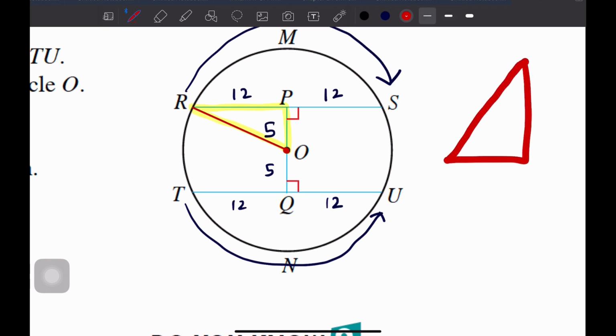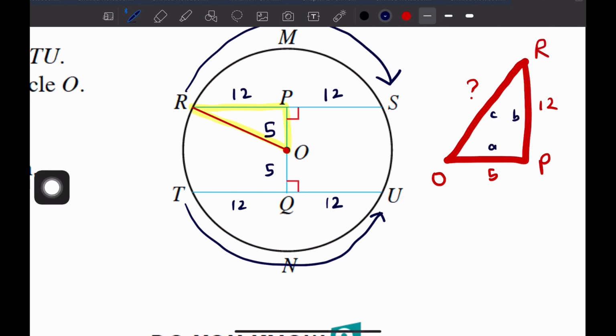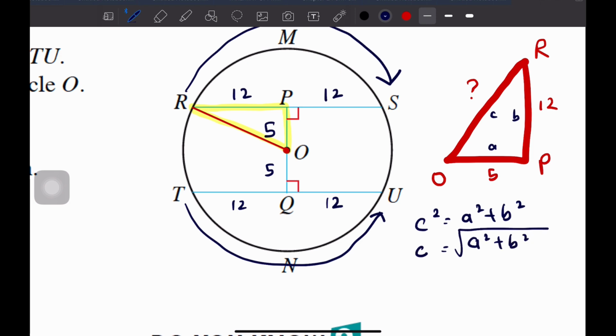Okay, for example, this is P, this is R, this is O. RP you have 12, OP you have 5, and you want to find the radius OR. To make your life easier, just label it as A, B, and C, no problem. The question wants to find C, the hypotenuse. So we know that C square is equal to A square plus B square. So C is equal to the square root of A square plus B square.